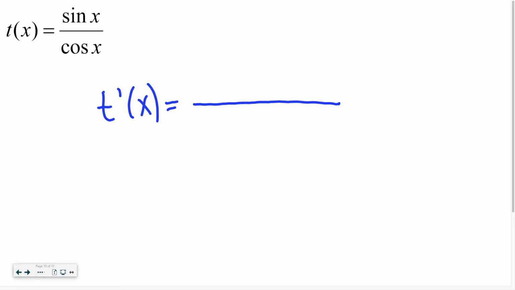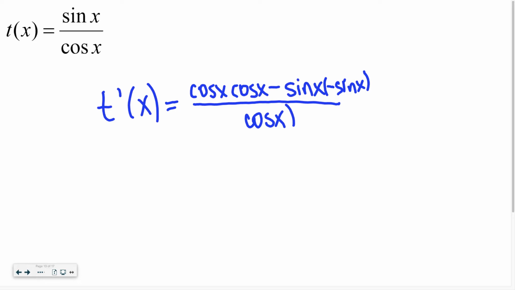All right, Ethan, rattle off for us what you have. Cosine x times cosine x minus sine x times the quantity negative sine x, all over cosine x squared. Okay. Now, I've told you that yes, you can leave it like this for now, but let's go a little bit further with this because I feel like we have some identities that could be useful here.